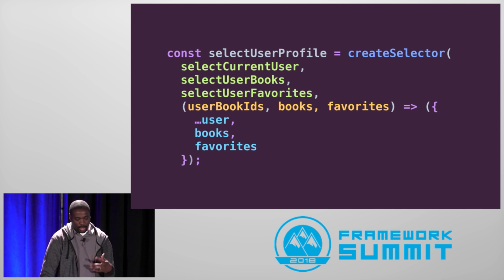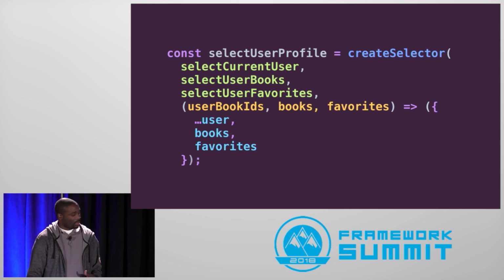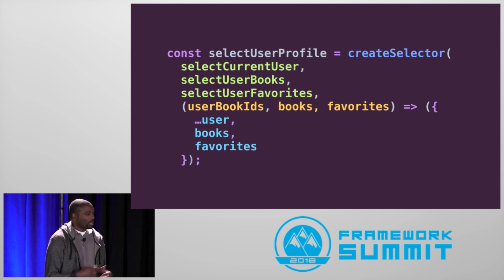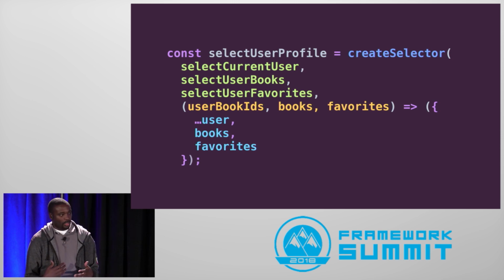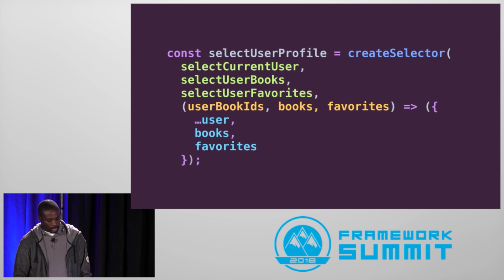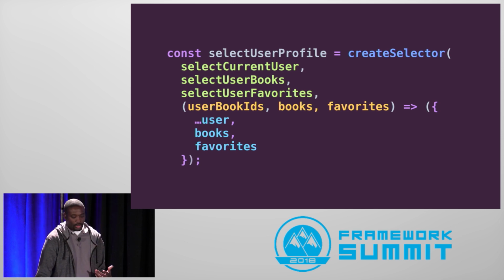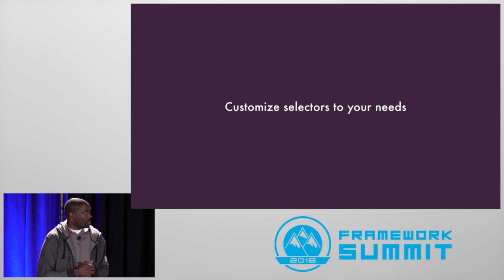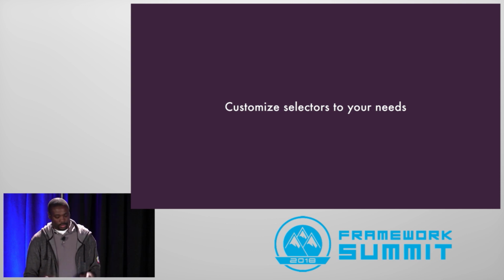Selectors, like I said, are building blocks. We can select the current user. We could continue to select users' books. We could select favorites, all into one view. And this would be done efficiently in a reusable way. Memoized selectors can handle many common use cases just out of the box. But selectors can also be customized to fit your needs in case you need more advanced usage.